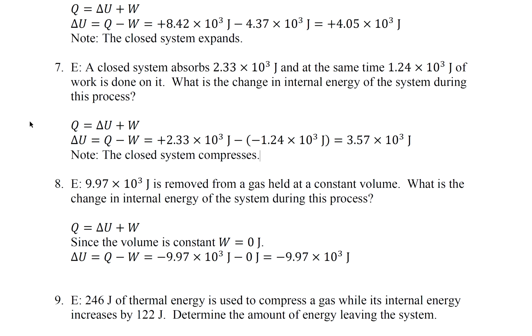Question 8. 9.997 times 10 to the 3 joules is removed from a gas held at a constant volume. It says constant volume, so the work done on it is 0. What is the change in internal energy of the system during this process? Well, energy is removed, so it's going to get colder. So that's why this answer is negative.